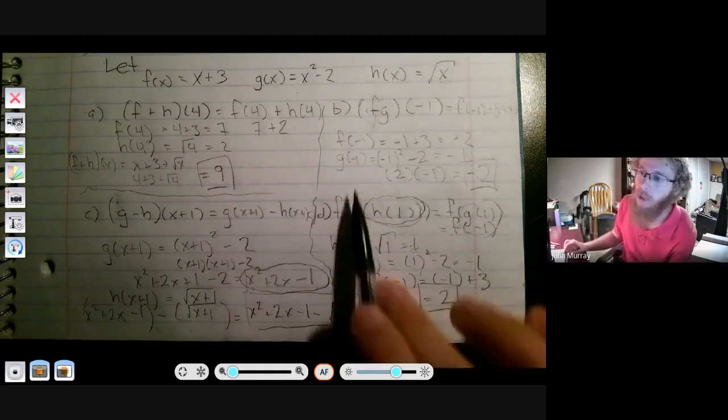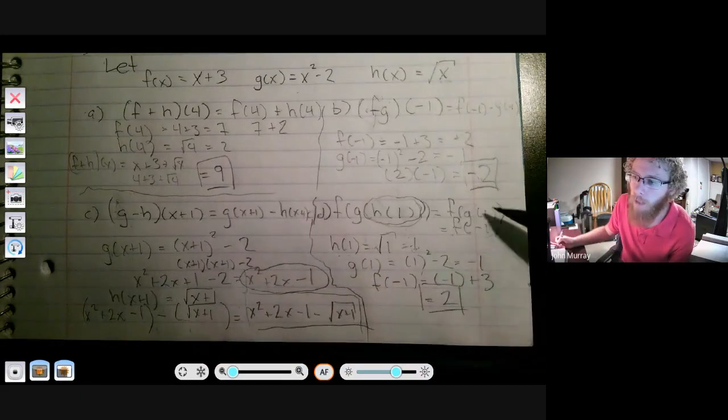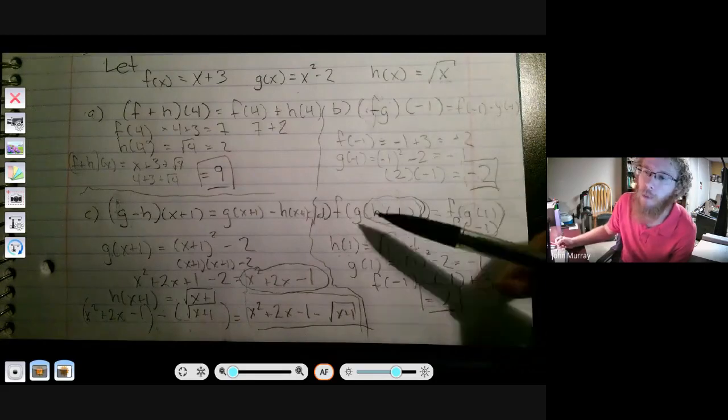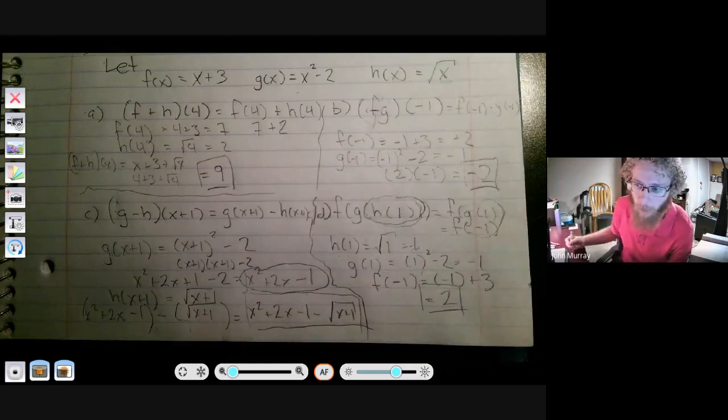All right, so it doesn't matter if you have 20, right? You're just doing the same steps. You're working with the inside function, right? Wherever the number is, you get that answer, you plug it into the next one. You get that answer, you plug it into the next one. All right, so there your final answer is 2. All right, any questions?